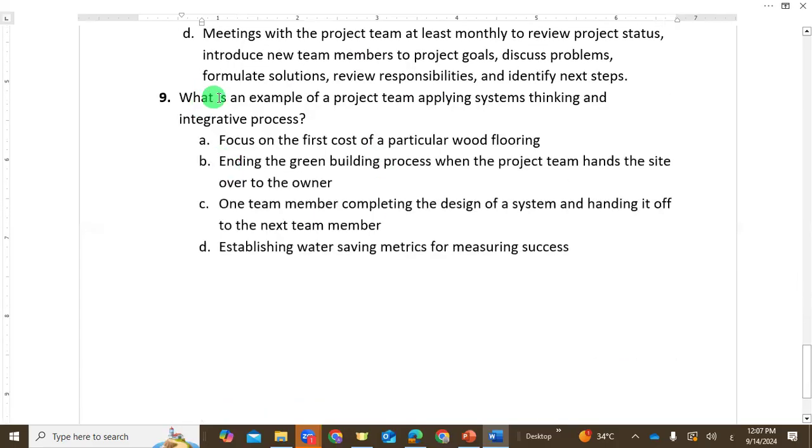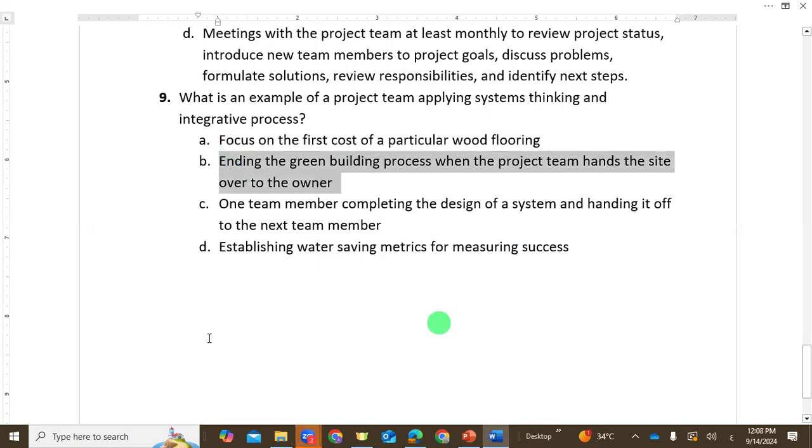Number 9 and last, what is an example of a project team applying systems thinking and the integrative process? Focus on the first cost. Of course, this is not integration. So first cost only? No, I always focus on the life cycle cost. Ending the green building process when the project team hands the site over to the owner. It means, that's it, if I hand over, no relationship. I cut the relationship. No, it is not like that.